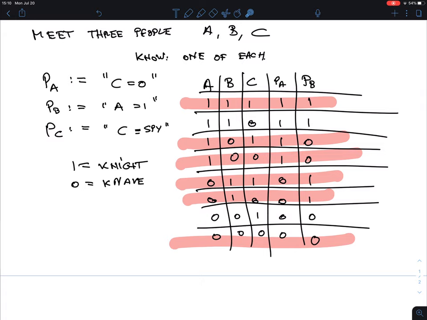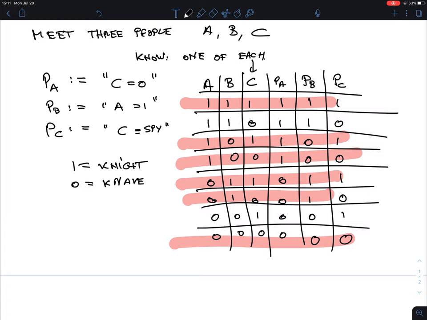Okay, we have still one last statement, right? That's the statement PC. And when is this statement true? Well, whenever C is a knight. So in other words, you copy the C column, right? 1 0 1 0 1 0 1 0. Okay, so let's analyze the cases.